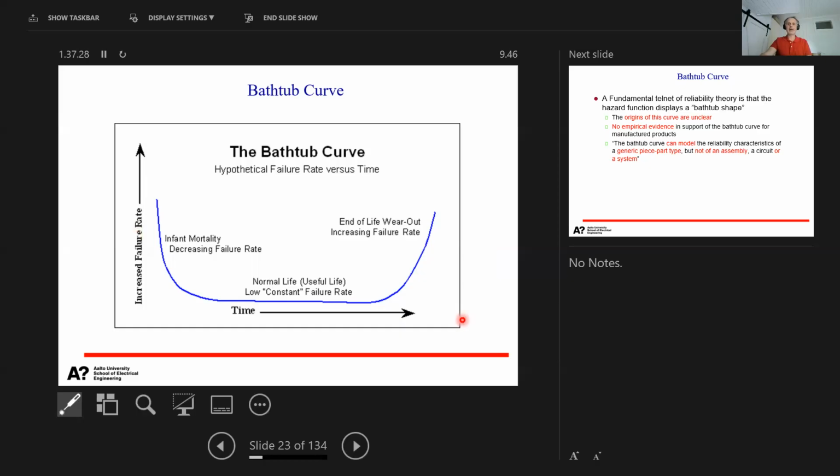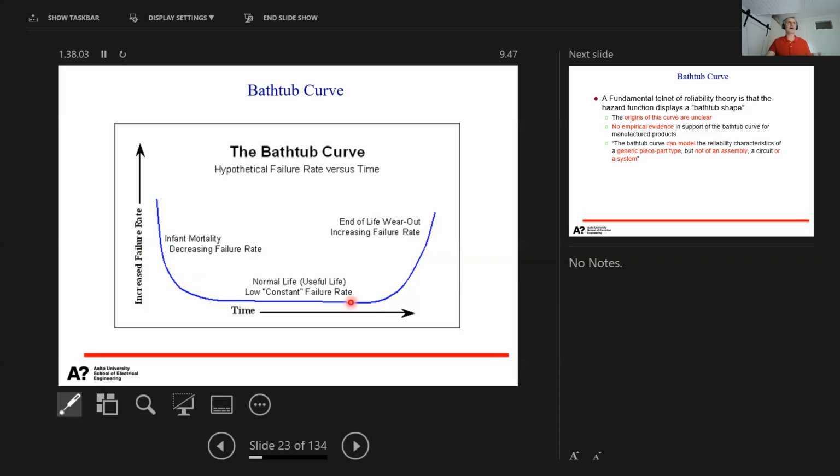And let's say sometimes this bathtub curve is also used to describe the maturity of the design, meaning that if you are manufacturing something today, you have a high failure rate, and then when the maturity increases, so you get rid of all the manufacturing related challenges, then the failure rate decreases.